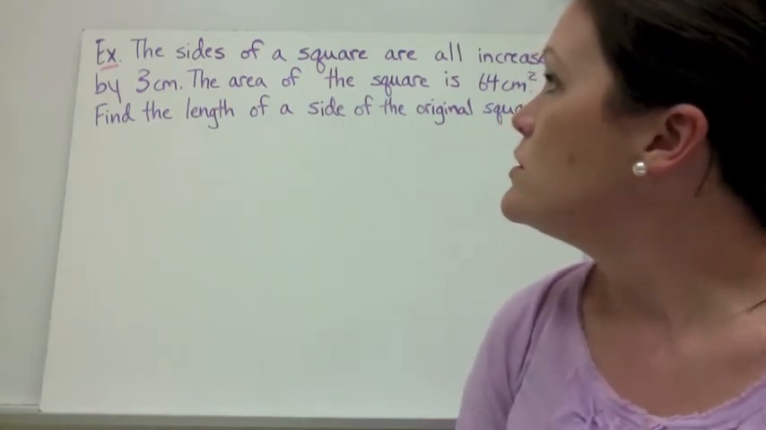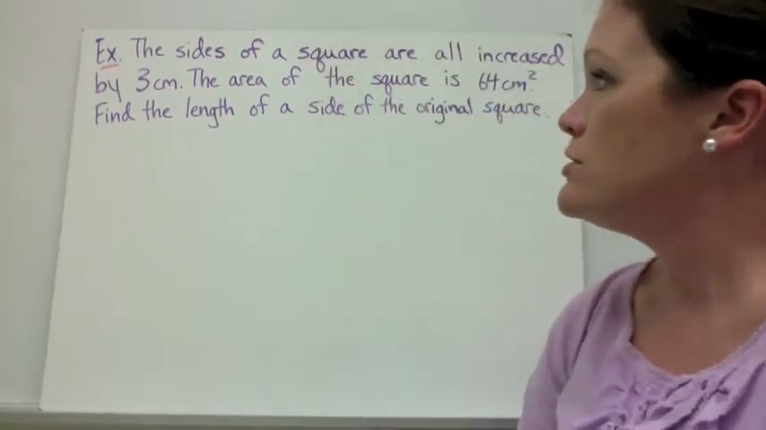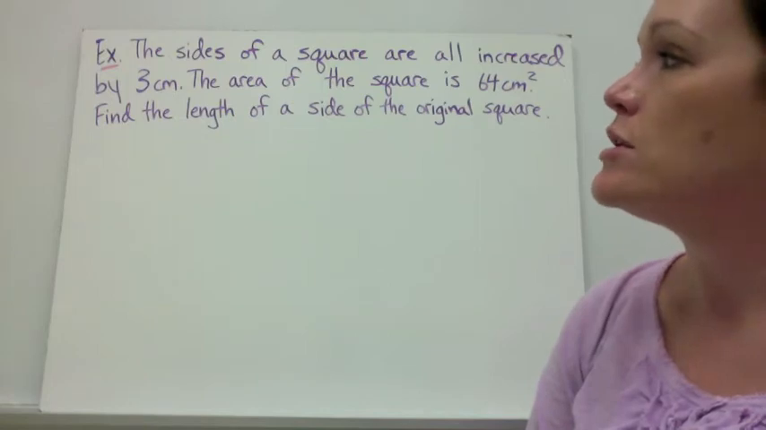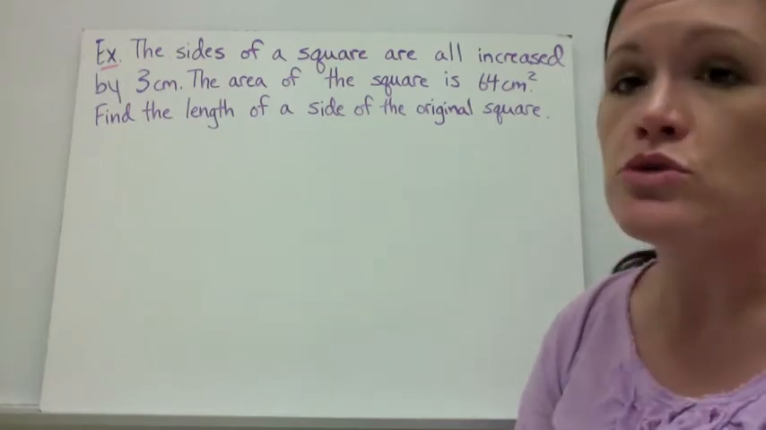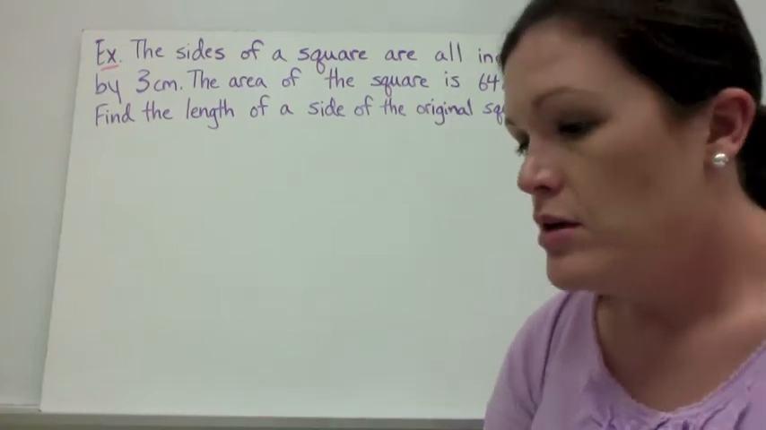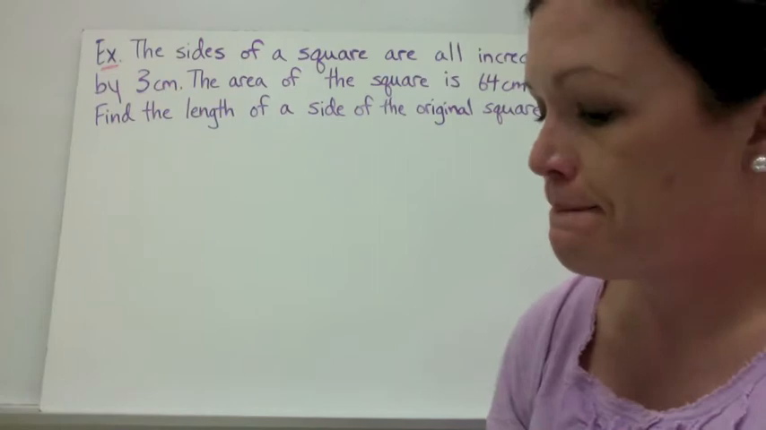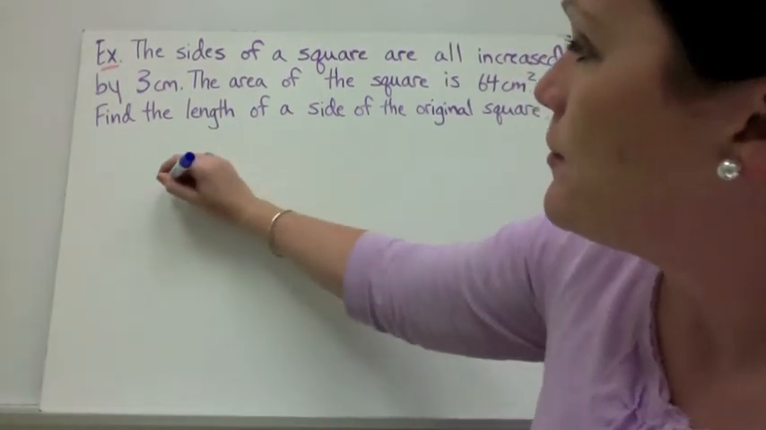So for the first one, the sides of a square are all increased by 3 centimeters. The area of the square is 64 square centimeters. They want us to find the length of a side of the original square. So since they did not draw a square, that would be the first thing you want to do. So we draw a square.